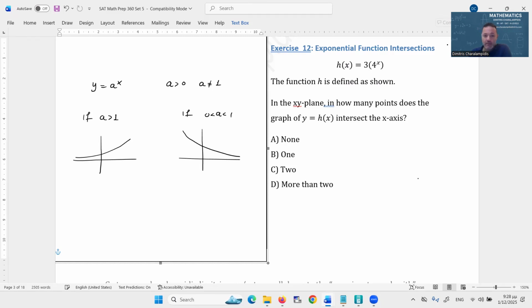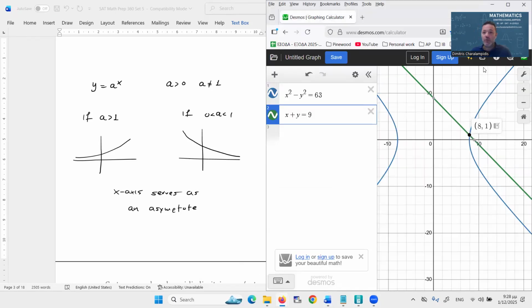In both cases, the x-axis serves as an asymptote, which means that both graphs will get closer and closer and closer to it, but without ever intersecting it. Why am I using this theory instead of going directly to Desmos? Because it might be the case that you will not be able to understand it if you look at it.